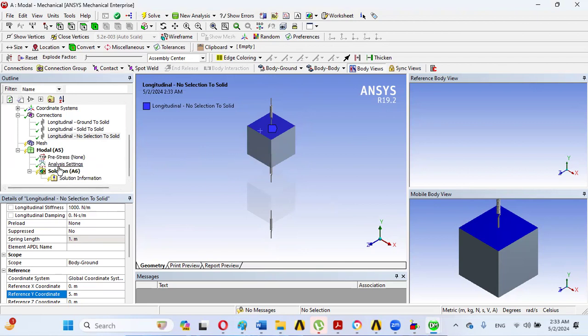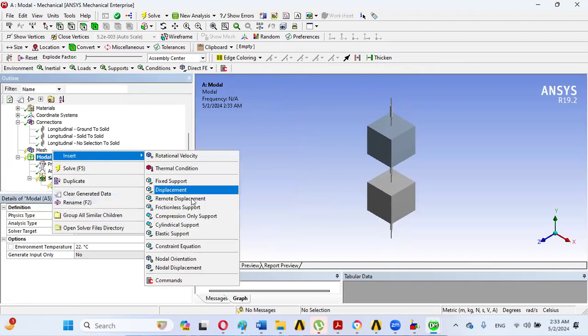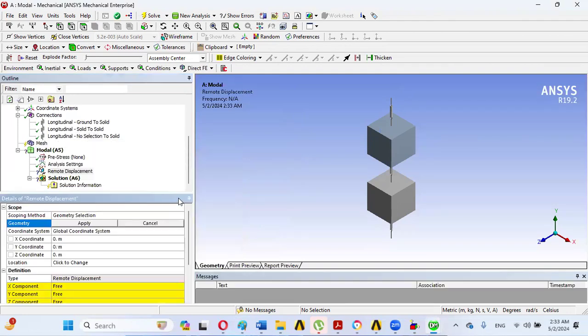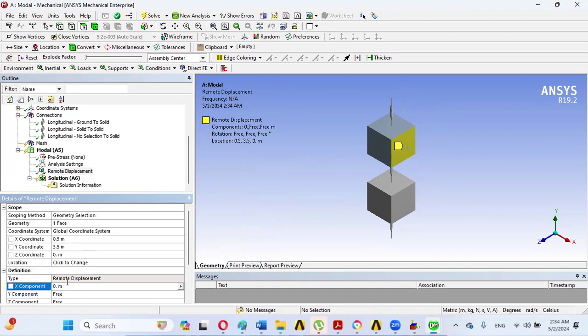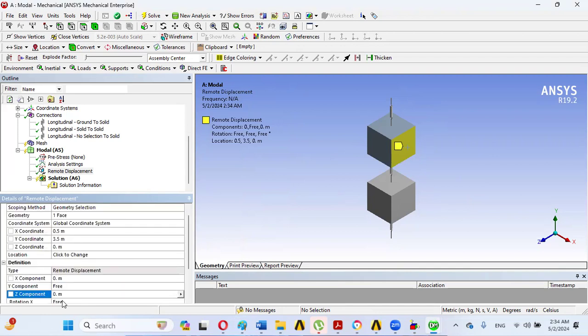so that these two bodies are made to move vertically downwards. So to constrain their DOF, we will be applying a remote displacement individually. For example, first of all, we can apply a remote displacement at this face. So we will be clicking on this face, and this face will be moved vertically down, because both masses move vertically down. So we will be making x 0 and linear y free and z also 0.